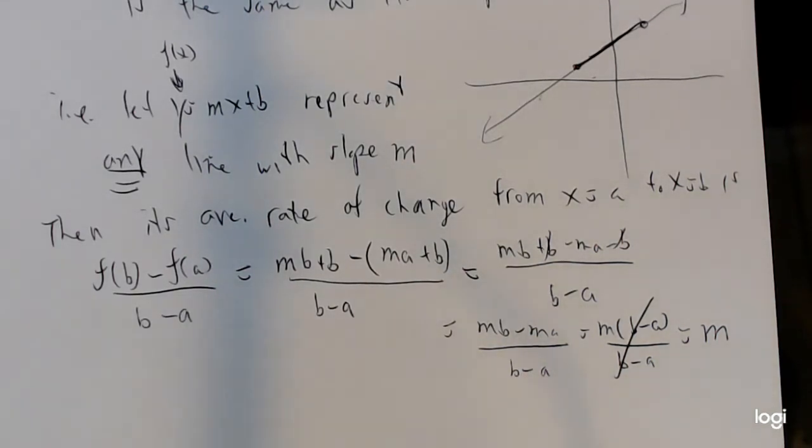So that's basically it as far as this section goes. If you have any questions, don't hesitate to reach out to me, but the main idea here was finding the average rate of change of any function.